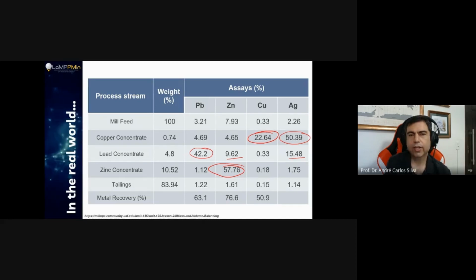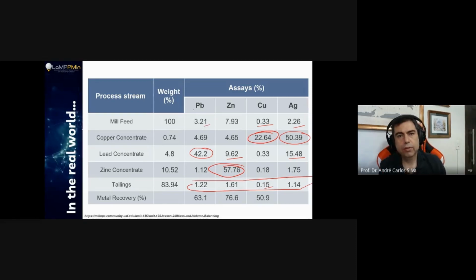And last but not least, if you take a look at the tailings, they are small values compared with the feed. But just take a look at this. My cutoff grade for copper was 0.33, and I'm dumping on my tailing dams 0.15, almost half. And silver, the same, half. Lead, the same, almost half. So what I really recovered was zinc. And when I take a look at this, it's quite strange because I have something like half of the grades of my mine on my tailing dams.